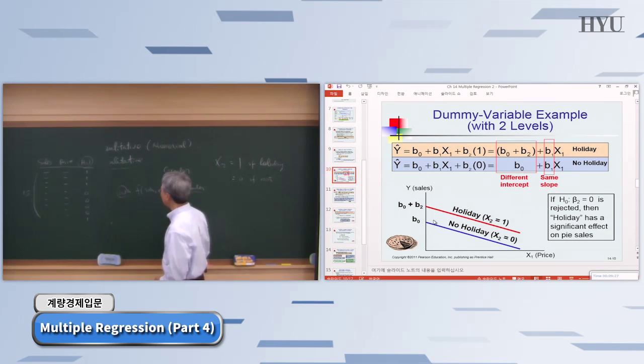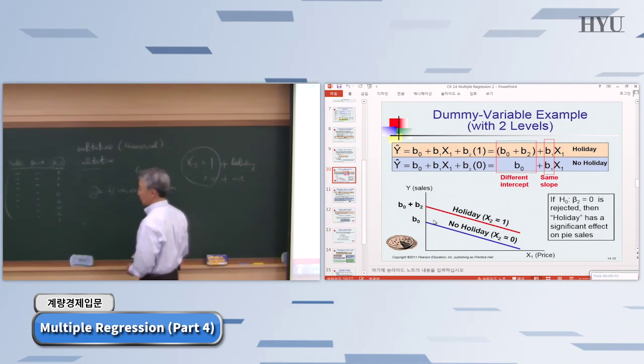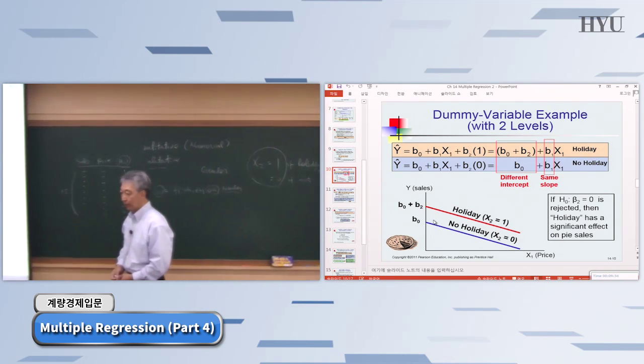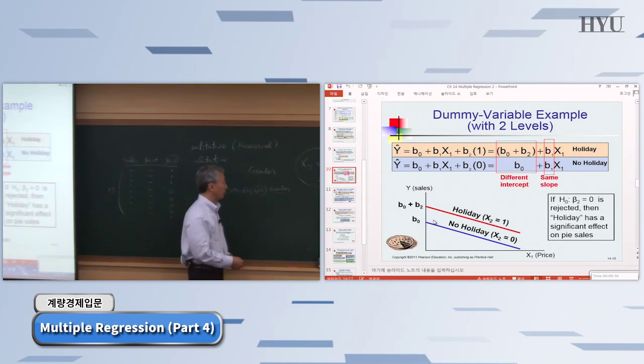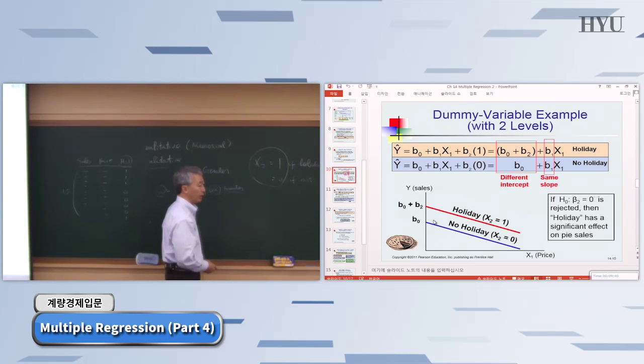So by including the dummy variable, by creating the dummy variable as 1, 0, and including it in the equation, you can figure out the effect of that particular variable, in this case, holiday.